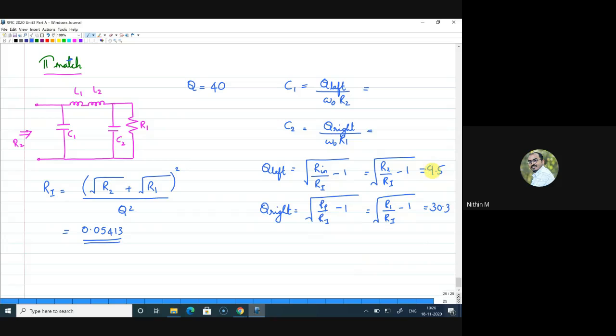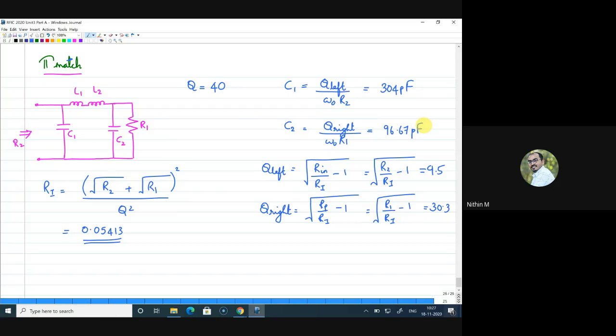Now we have the values of Q left and Q right. Yes, the answer is correct. Now you can find the values for C1 and C2. C1 is 0.304 nano, that is 304 picofarad, and C2 is 96.67 pico. That is C1 and C2.